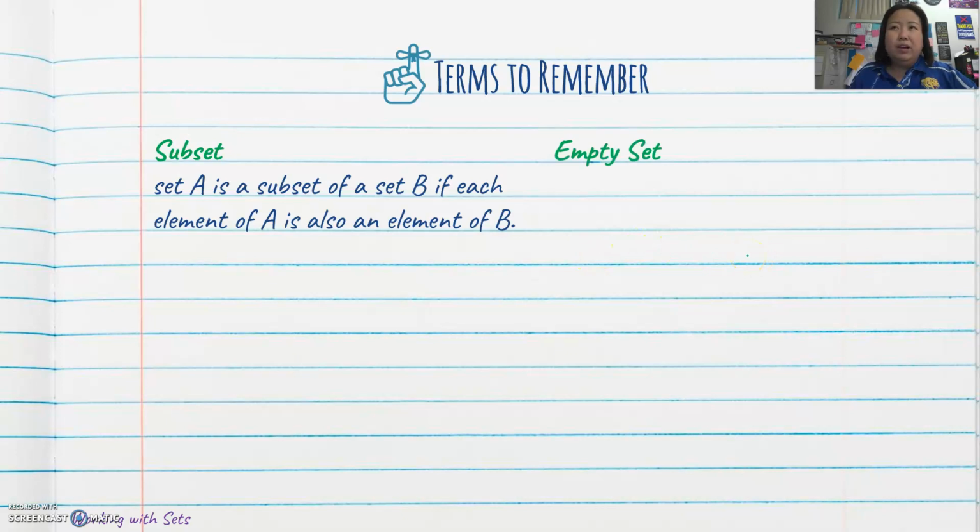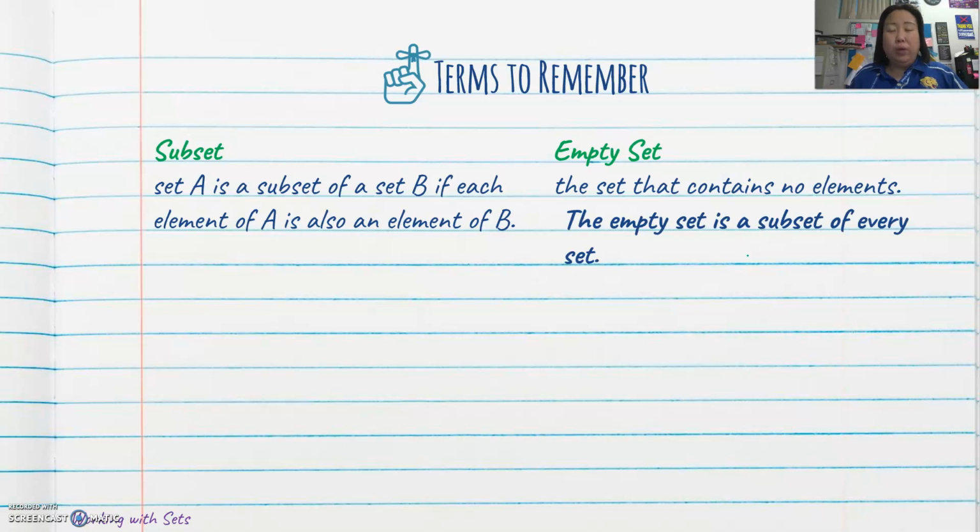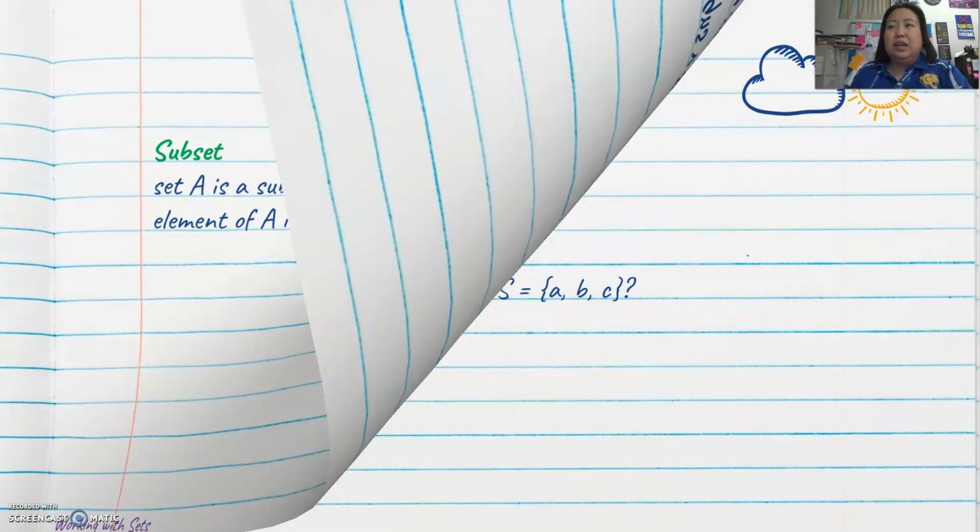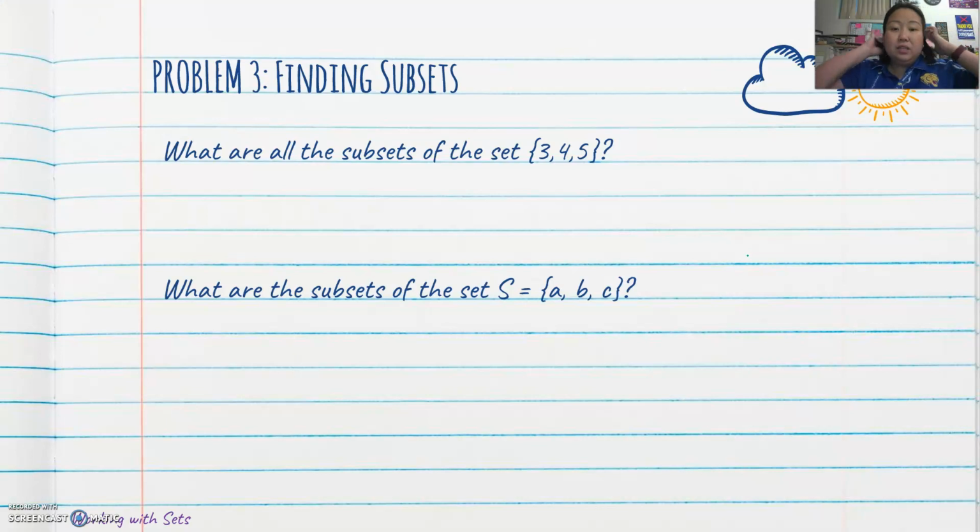It's a smaller group of elements coming from the bigger set. And then of course we have our empty set. From the name itself, empty, it doesn't have any elements in it. Now you have to remember that the empty set is always a subset of any kind of set. All right? I'm going to have some examples next, and let's find the subsets of the following sets.